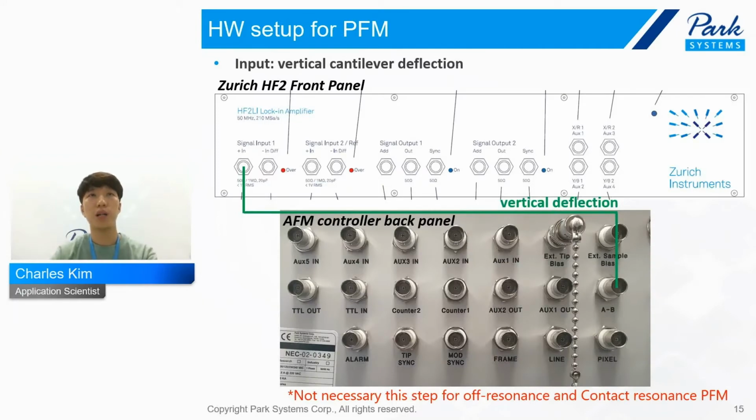So this is the hardware setup for the DFRT. The DFRT uses an external lock-in amplifier, so we need to route some signals to it. The vertical information from the cantilever should go into the 3D lock-in amplifier. When you do just off-resonance PFM or contact resonance PFM, you don't need to do this one.